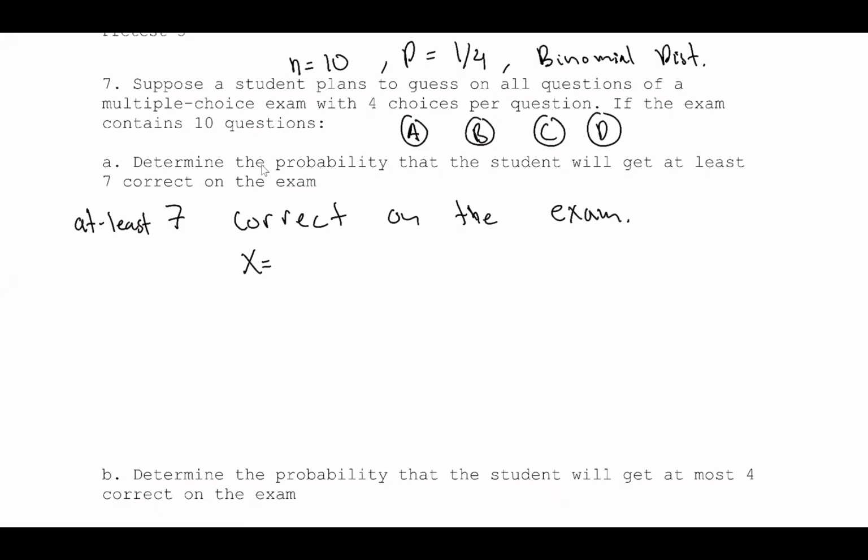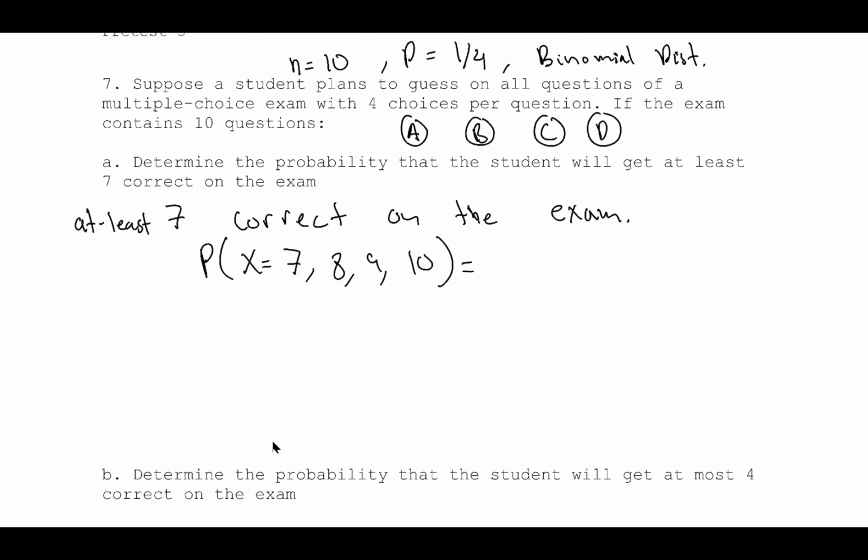Seven or more. Yeah, 7 or more. So they could get 7, 8, 9, and 10. So what we have to do is find the probability of this. We have to find the probability that a student who is guessing on this quiz gets 7 correct, 8 correct, 9 correct, or 10 correct.